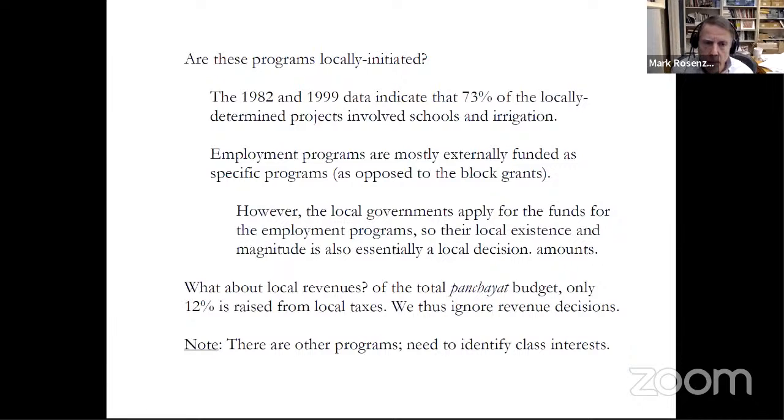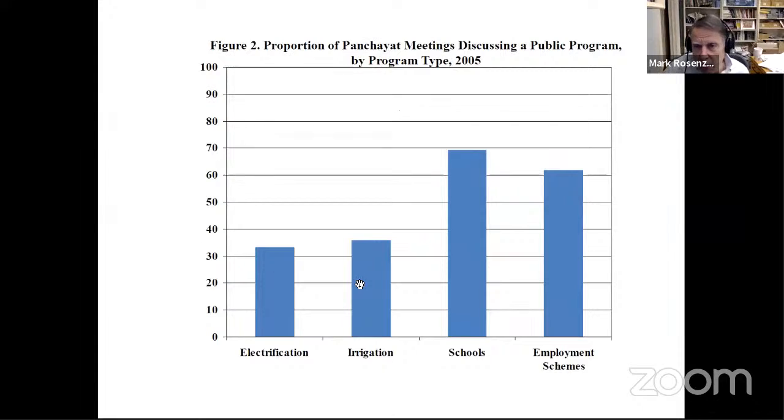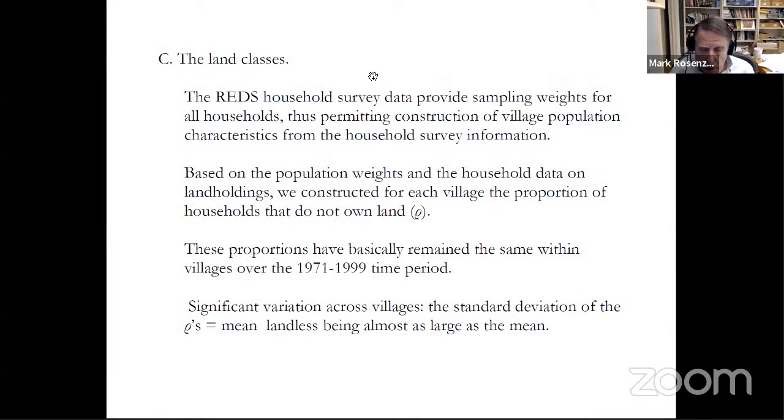Okay, and as I said, there are lots of other programs as well. If you just look at the minutes from panchayat meetings that we actually collected in the 2005 round of the REDS, you can see that the discussion of electrification, irrigation, and schools and employment schemes constitute a large fraction of the discussions that were going on in these panchayats. All right, the land classes are straightforward. We have sampling weights in the REDS.